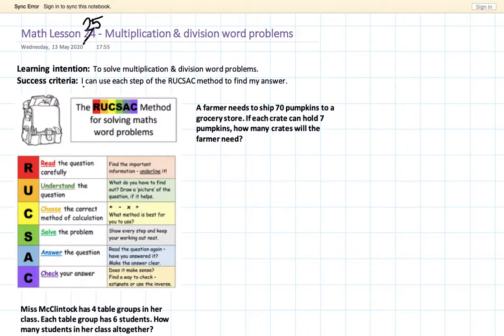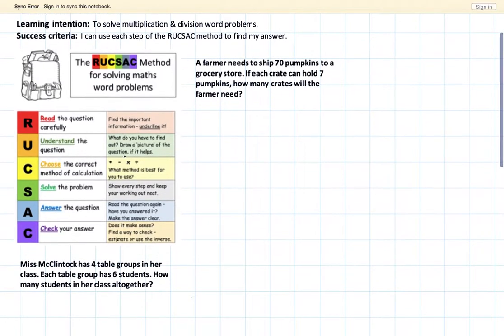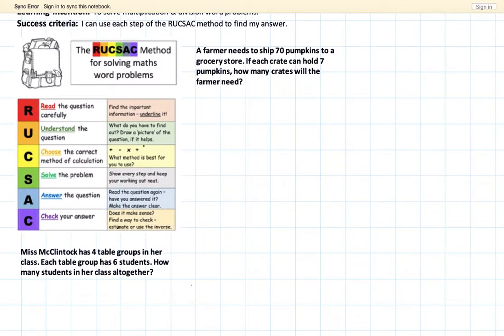Our success criteria is that I can use each step of the rucksack method that we used yesterday to find my answer. So we're going to go through step by step once again using this method. Here we go. Number 1. What's the first one? That's right, read. So we're going to find the important information and underline it. Can I get my highlighter out?